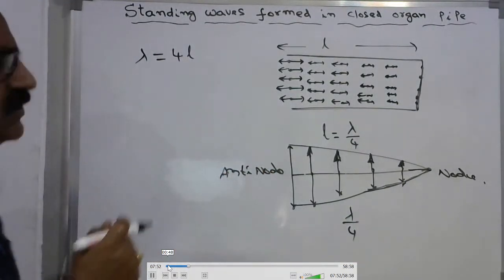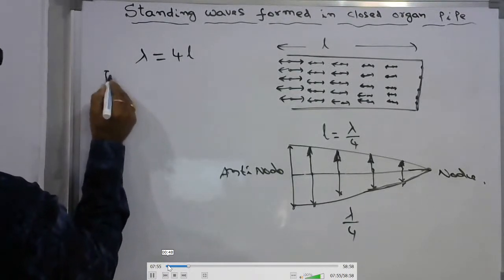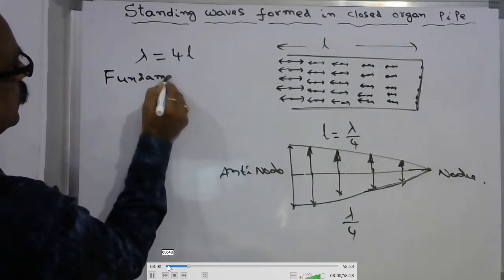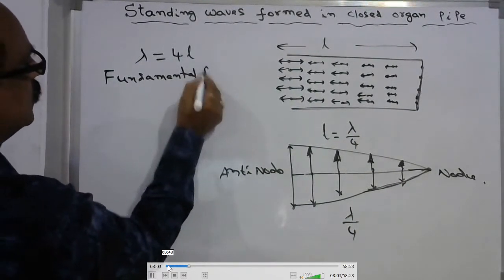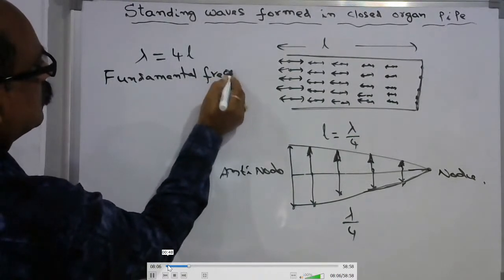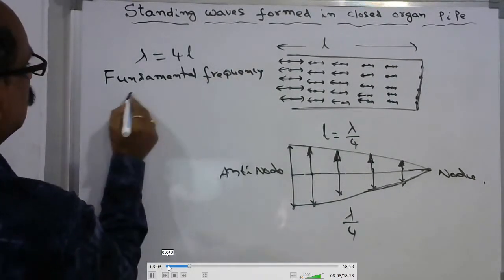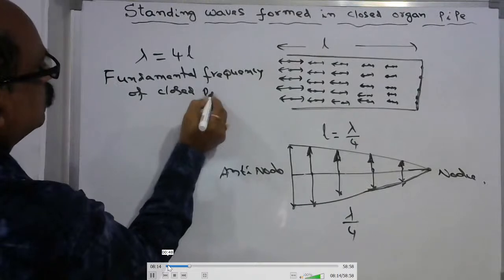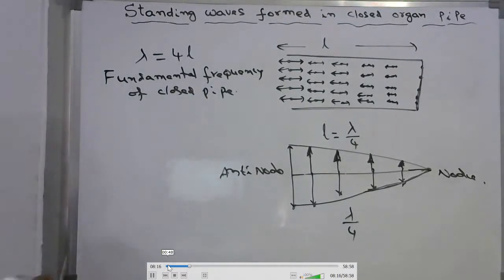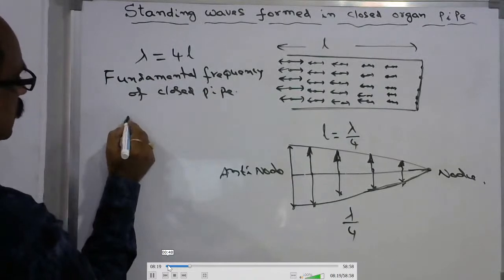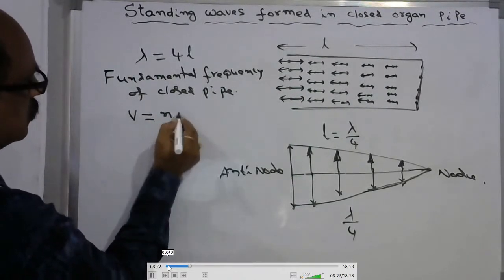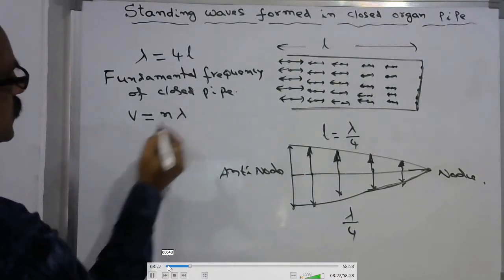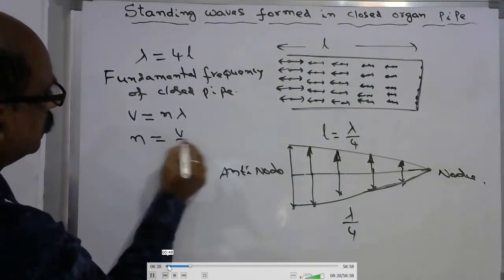Fundamental frequency of a closed organ pipe. Simply, I write here: closed pipe. We know pretty well that velocity of sound is equal to frequency times wavelength, v = nλ, and in this case frequency is equal to V by lambda.